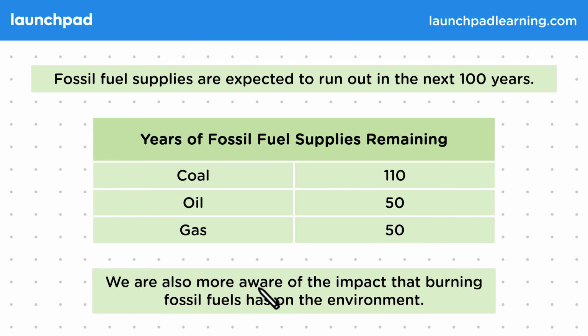We are also more aware of the impact that burning fossil fuels has on the environment. So when fossil fuels are burnt, they release large amounts of carbon dioxide, which leads to global warming. So how have we changed our energy usage because of this information?